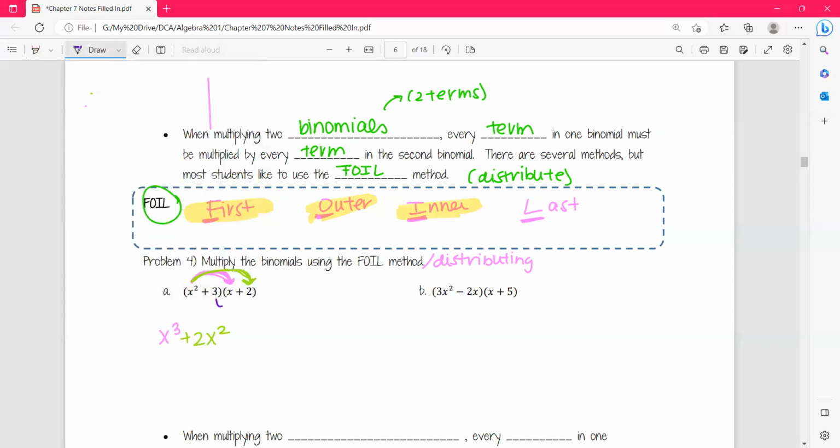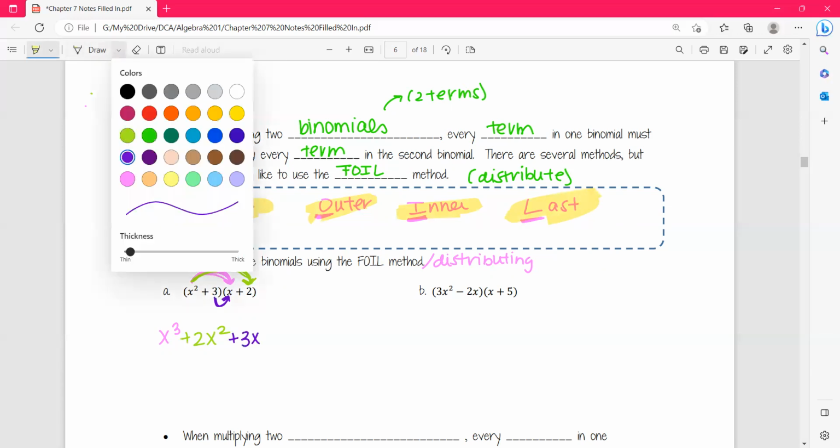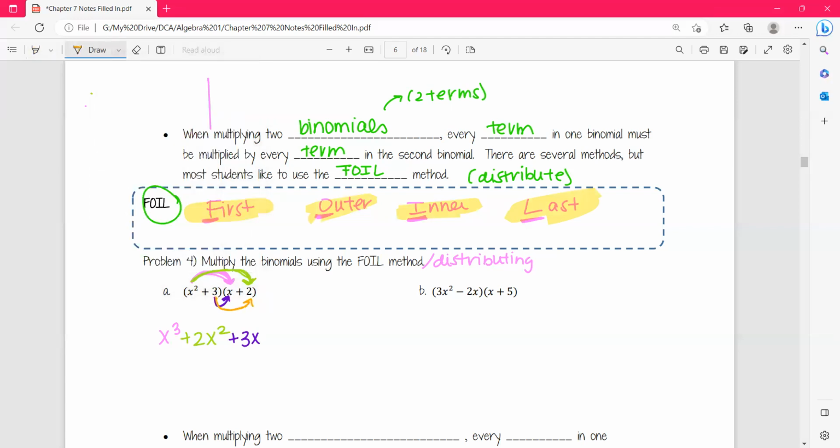That means the very inside of the expression here, 3 times x is 3x. And then the last is the last numbers. Multiply the 3 times the 2. Gives me 6. This is my answer. So again, we can remember first, outer, inner, last. Or notice what happened, guys. The x squared got distributed to everything, right? Notice here.